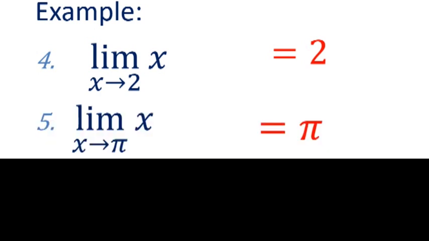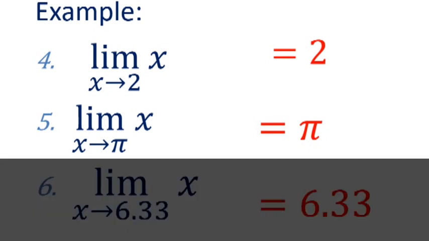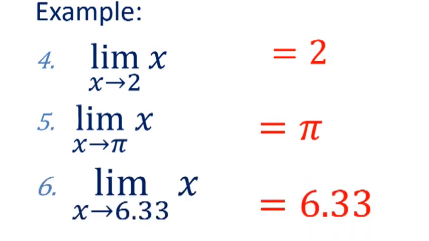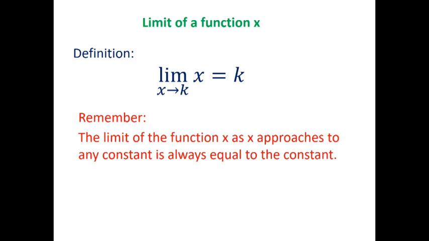Fifth, the limit of x as x approaches pi, the answer is pi, since our k is pi. Sixth, the limit of x as x approaches 6.33 is equal to 6.33, since our k is 6.33. I hope you get it. You have to remember that the limit of a function x as x approaches any constant is always equal to that constant. That is theorem number 2.